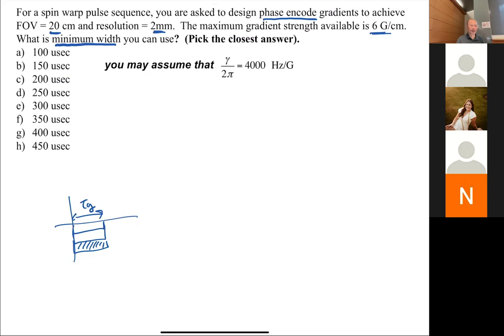Maybe not. You could start with the field of view, but you'll quickly find out that what you need to look at is the resolution, because that determines the maximum area. And if you're limited to a gradient of 6 Gauss per centimeter, that determines my maximum height. And therefore that determines my width, because my area is going to be limited by that.